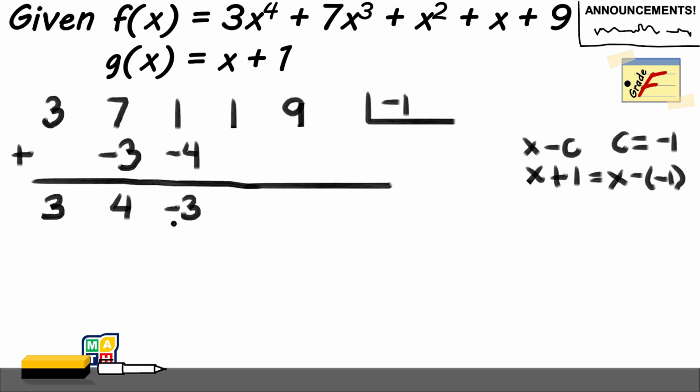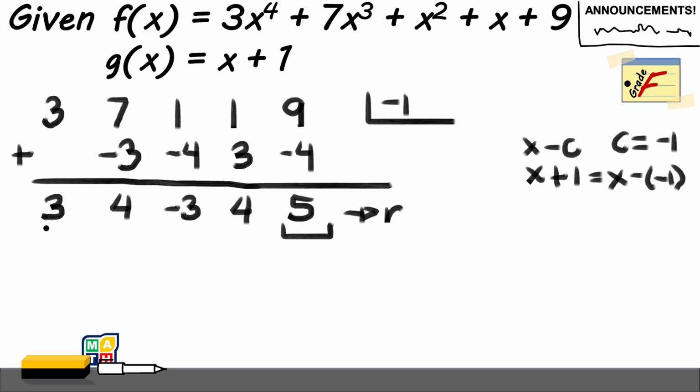Then, negative 3 times negative 1 is positive 3. Add them up, you will have here positive 4. And finally, 4 times negative 1, I have here negative 4. And then 9 plus negative 4, or 9 minus 4, you have here 5. This last number here is your remainder. Okay? That is your remainder when you are dividing using synthetic division, or even using long division.